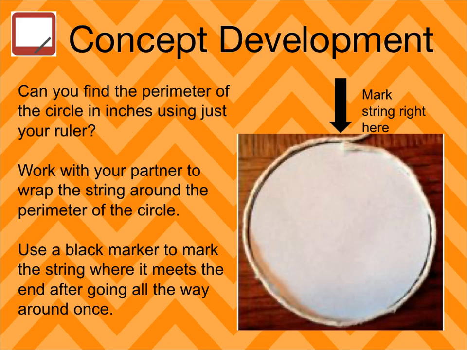Well, you can't. So instead, we're going to use a piece of string to help us find the perimeter of circles or shapes that have circles. What I would do if we were in class is give you all circles and a partner and a string, and you would work with your partner to put the string around the paper. Then we would take that string and straighten it out, and you would get out your ruler and measure it to see what the perimeter of this circle would be.